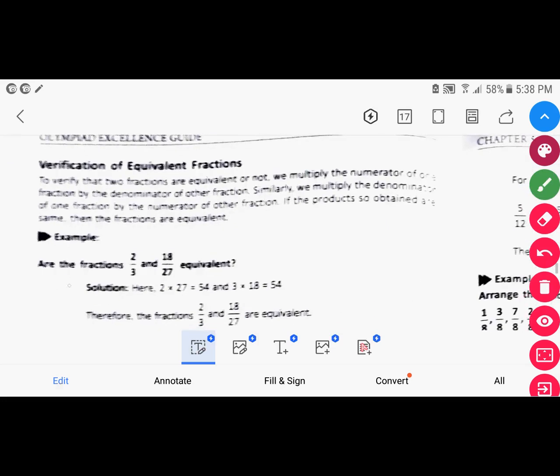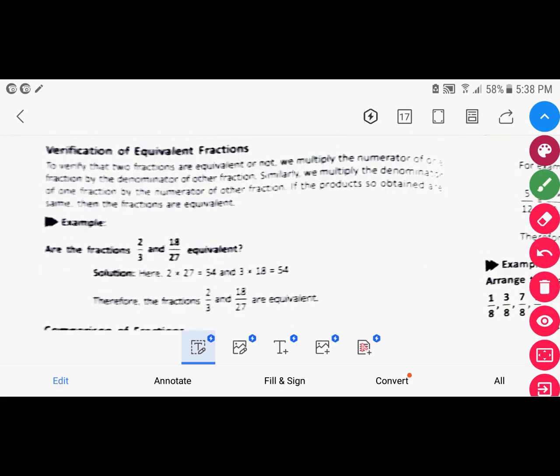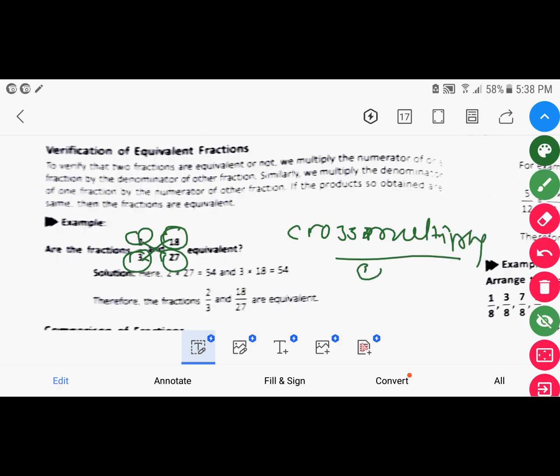Verification of the equivalent fraction. How will you verify that two fractions are equivalent to each other? Now what is the method here? You have to multiply the numerator of one fraction with the denominator of another fraction, and the denominator of the one with the numerator of the other fraction. So if we cross multiply and if the value is same, then the fractions are equivalent fractions.